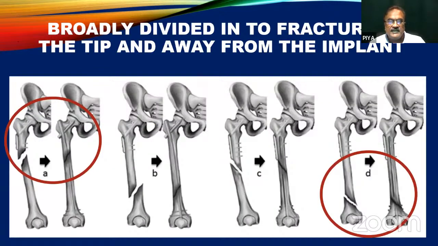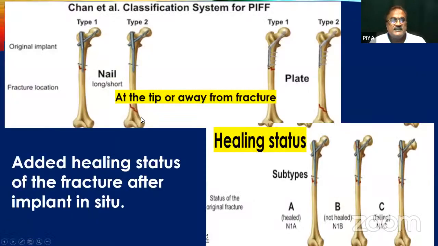So broadly divided into two fracture patterns: the fracture at the tip of the implant or nail, because we are now discussing only the perinail fracture, and distal to the implant, where the fracture has healed or not, that we'll see. So Chan has classified the fracture type 1 at the tip and type 2 at the distal end. And he has also mentioned A, B, C, whether the fracture is healed, not healed, or healing.